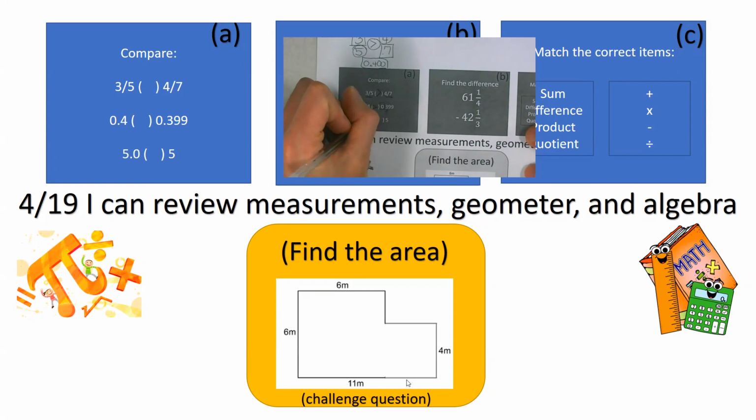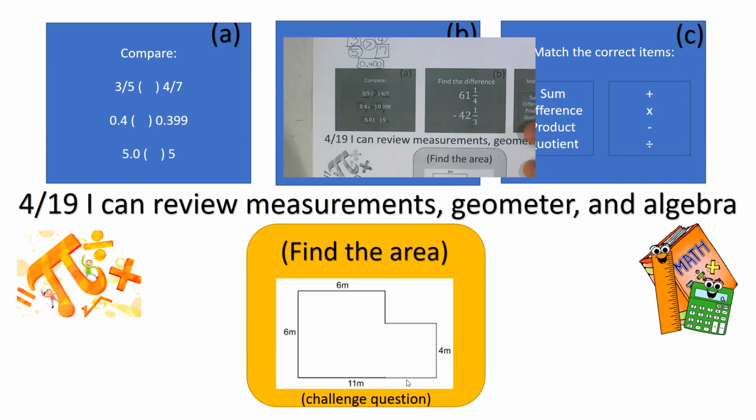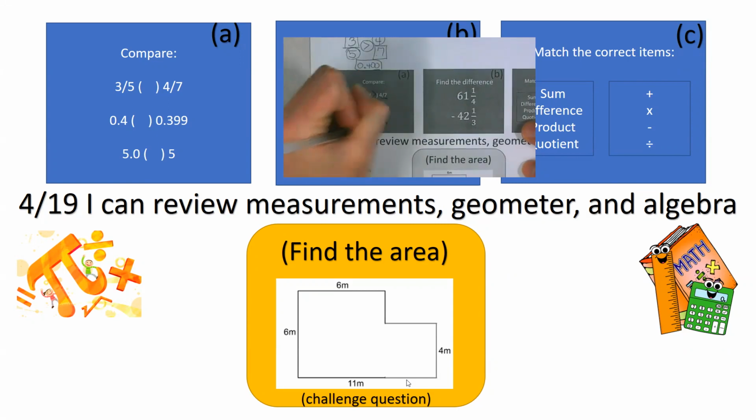Now, look before the decimal. This one doesn't have a decimal. Oh yeah, it's an invisible decimal. So therefore, they're both 5 wholes. Those are equal.